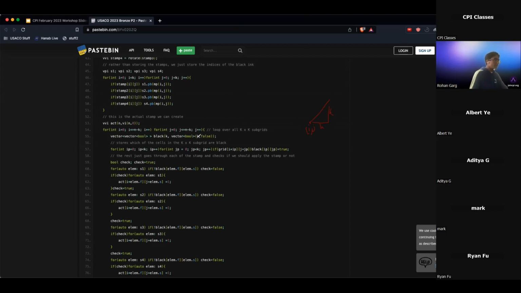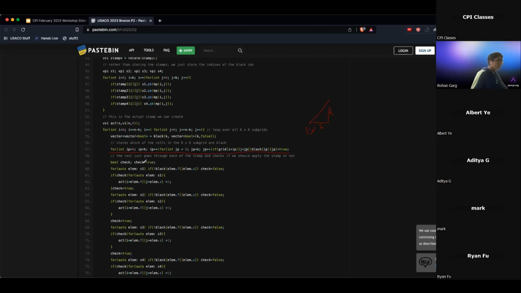This is also just for implementation purposes, to make it easier. Instead of storing the actual k by k subgrid, I just made a vector of bools, which checked if each cell is black or not. It's true if it's black, and false if it's not black. This is what this part of the code did. It just checks if that location is black or not, and stores it in the vector of bools.